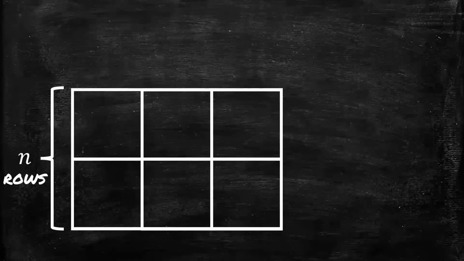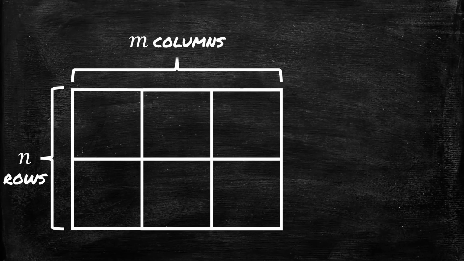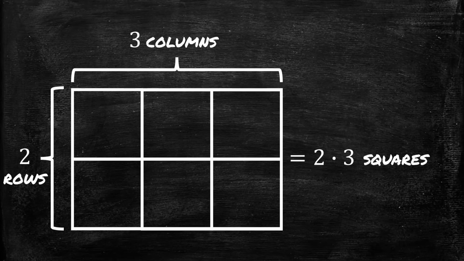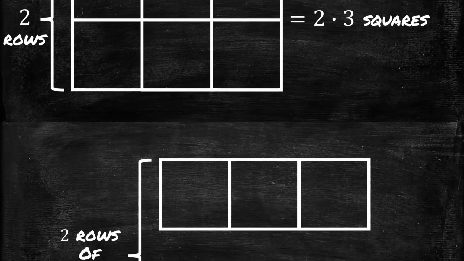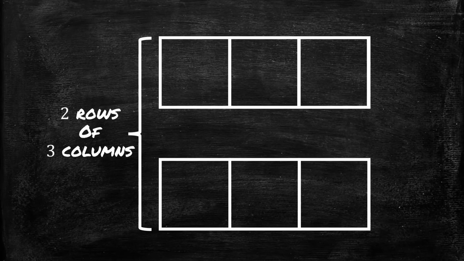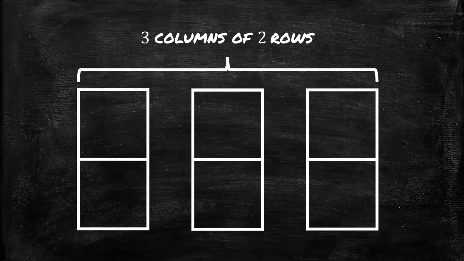Or if you have a bunch of squares put together in a rectangle, you can find the total number of squares by taking the number of rows of squares and multiplying it by the number of columns of squares. So a 2 by 3 rectangle of these little squares would have 2 rows and 3 columns. You can think of how many I have if I have 2 rows of 3 columns each, and that would be 2 times 3, or I can think of it as 3 columns of 2 rows each, and that would be 3 times 2.